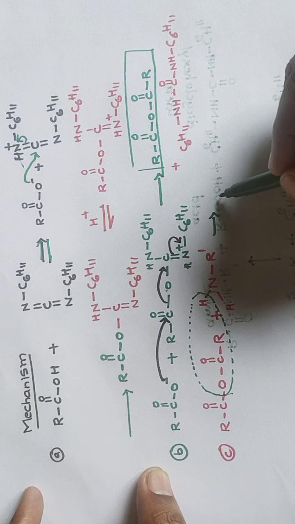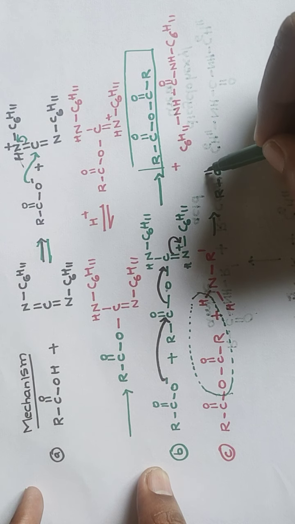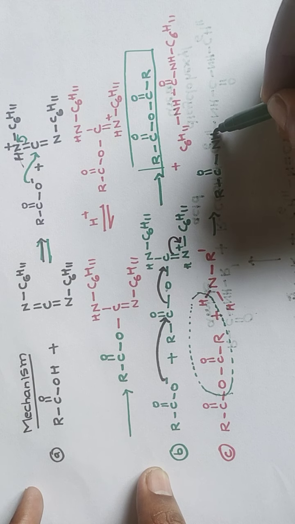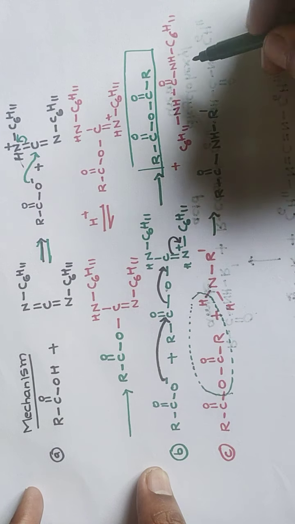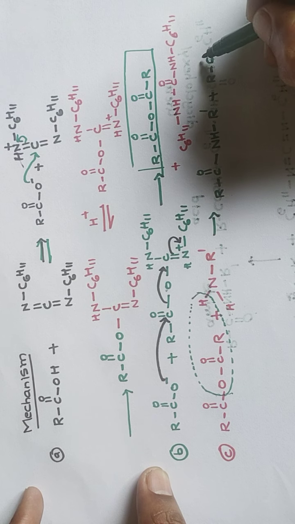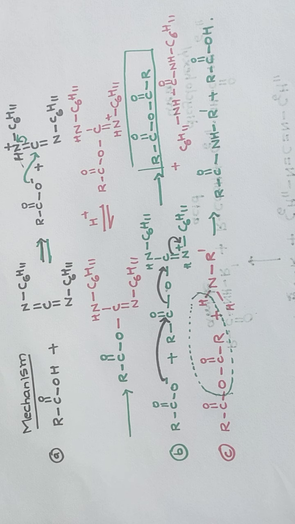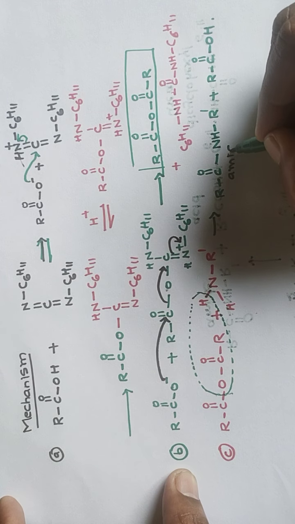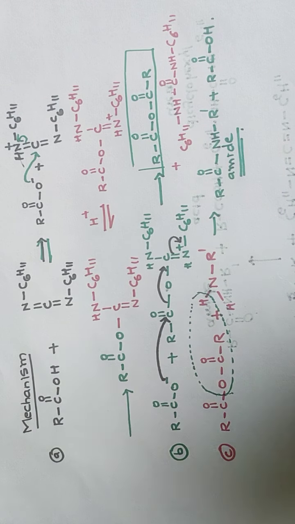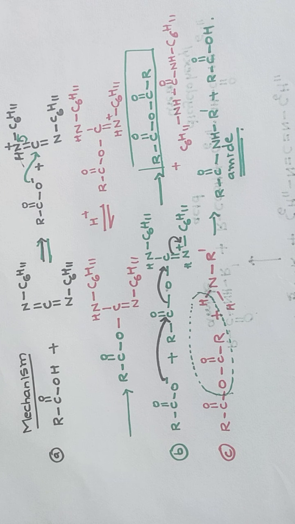It is RC=O NH R' plus RC=O OH. Okay, so what you got is amide as a product. So this is the use of DCC in preparation of amide from carboxylic acids and amines. It helps in dehydration, so it is used as a dehydrating agent.